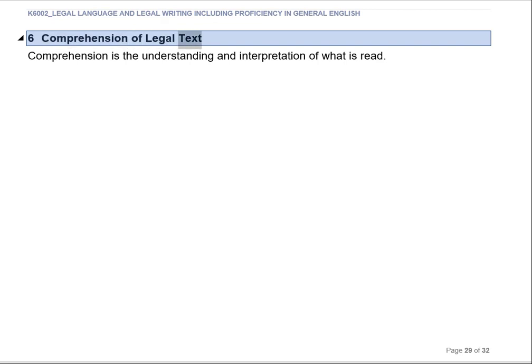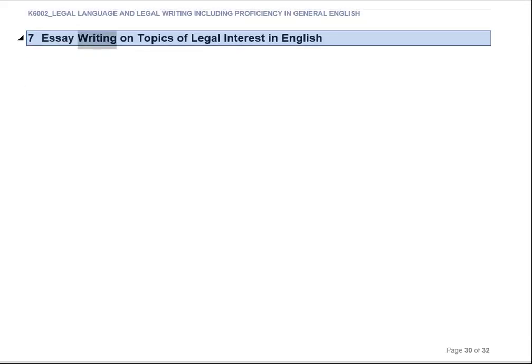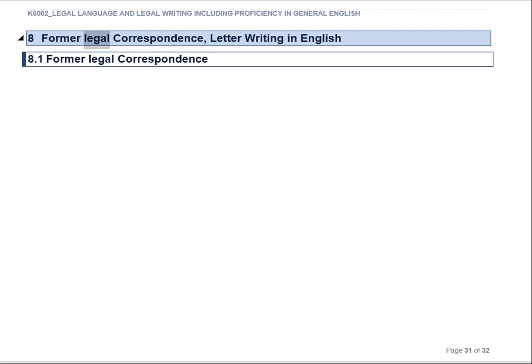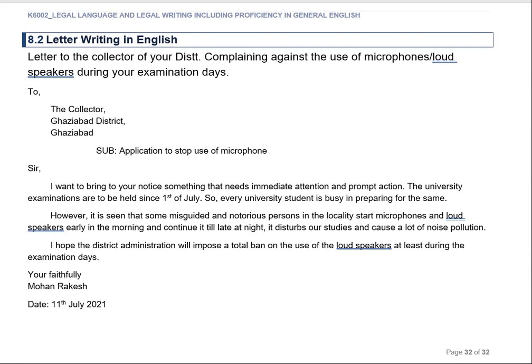Comprehension of legal text. Comprehension is the understanding and interpretation of what is read. Essay writing on topics of legal interest in English. Formal legal correspondence, letter writing in English. Letter to the collector of your district, complaining against the use of microphones and loudspeakers during your examination days.